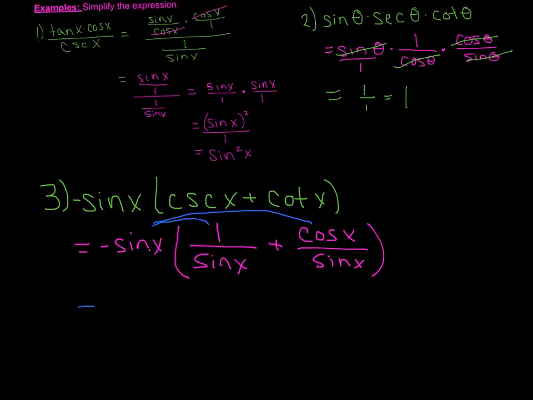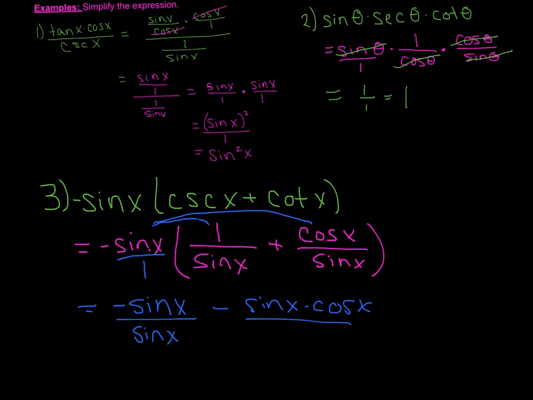So when I distribute, I get negative sine x times 1 would be negative sine x. 1 times sine x would be sine x, so that's my first term. Next one, when I distribute, I get negative sine x times cosine x. So I have negative sine x times cosine x, because you can't combine them. They're two different terms, sine and cosine. And then the bottoms, 1 times sine x, I get sine x.